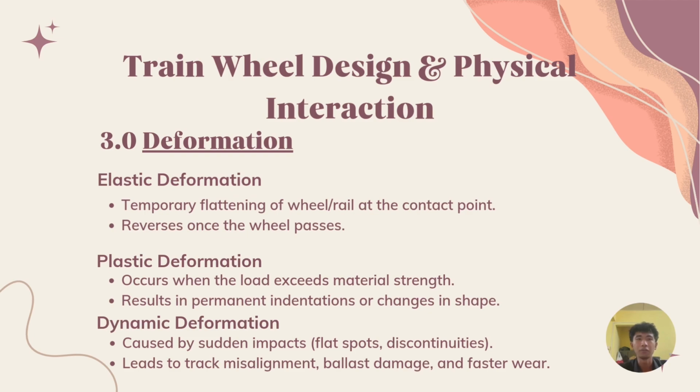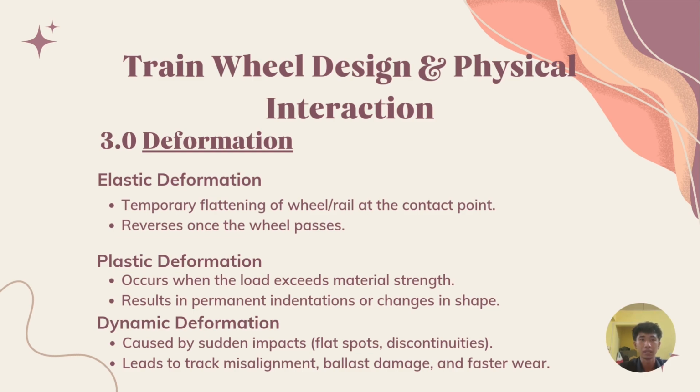Number 3, deformation. There are 3 parts of deformation. The elastic deformation. Elastic deformation is a temporary flattening of the wheel or rail at the contact point. It reverses once the wheel passes. Next, the plastic deformation. Plastic deformation occurs when the load exceeds material strength, resulting in permanent indentation or changes in shape.